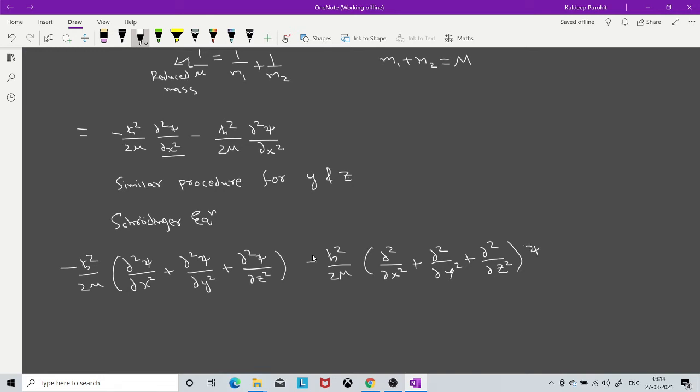Okay, here also I can take psi common. Plus V, which is a function of r1 minus r2, and r1 minus r2 is nothing but the mod of the r vector, equal to E times psi, and psi is a function of small r and capital R.